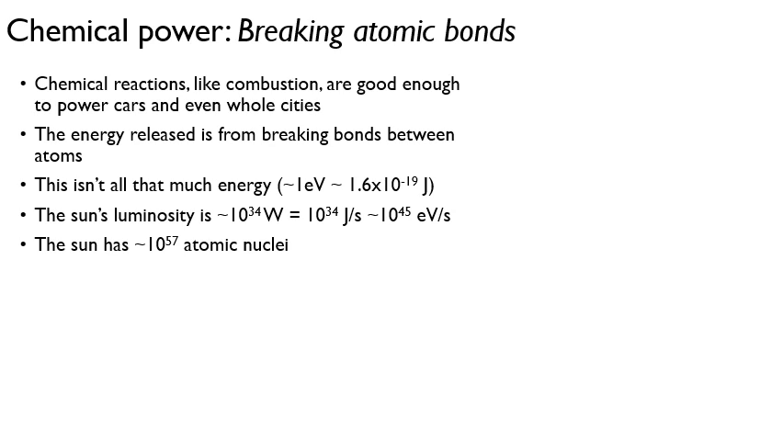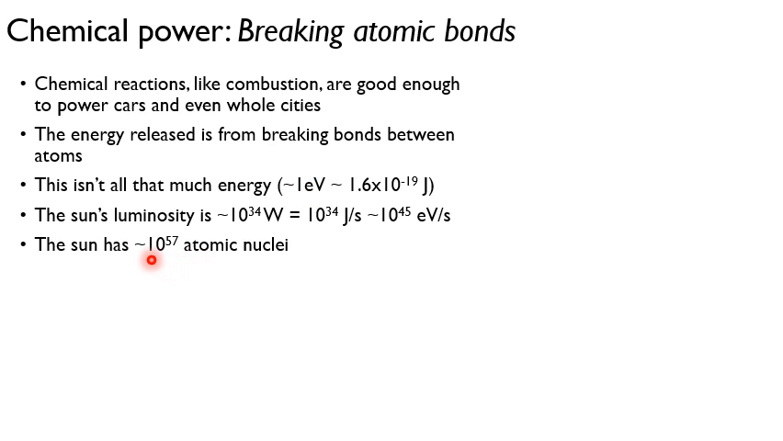So the sun's luminosity, we know what that is. It's about 10 to the 34 watts. That's 10 to the 34 joules per second. And if we do some rounding, we see that that's about 10 to the 45 electron volts per second. So, a huge energy output compared to how much energy we're talking per reaction.